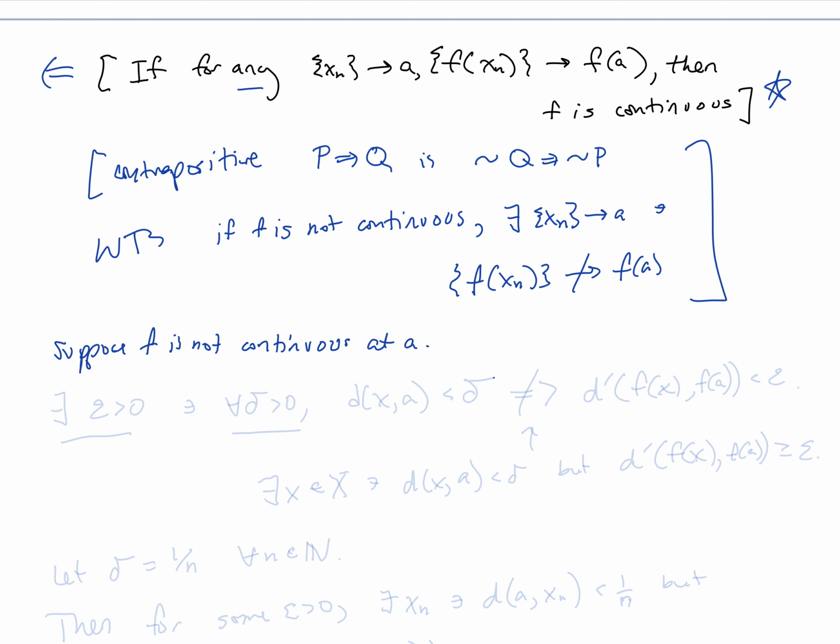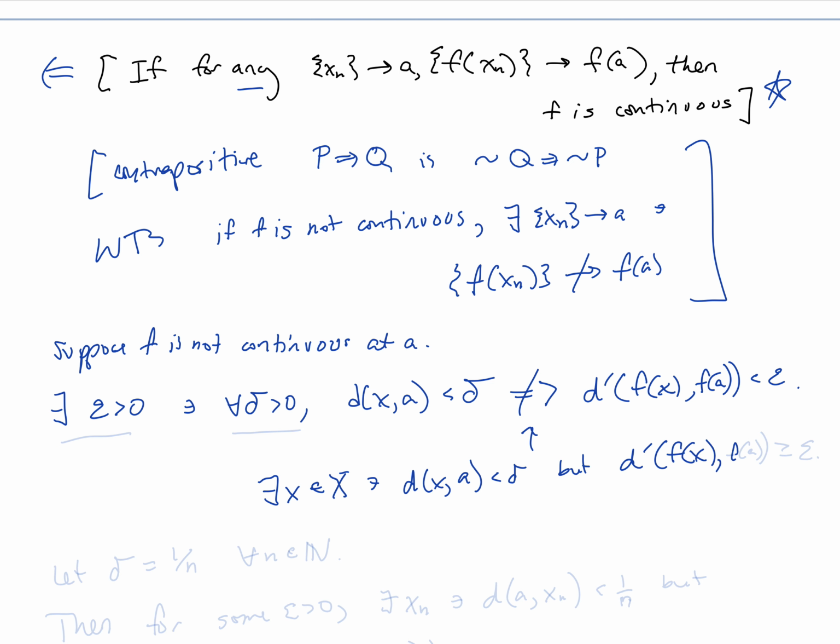So let's suppose then that f is not continuous at a. Now what does that mean? That means that there exists some epsilon greater than 0 such that for any delta greater than 0, it can be the case that the distance between x and a is less than delta, but this does not imply that the distance in y between f of x and f of a is less than epsilon. So just unpacking this statement, that means there exists some x in X such that the distance between x and a is less than delta, but the distance d prime in y between f of x and f of a is greater than or equal to epsilon.